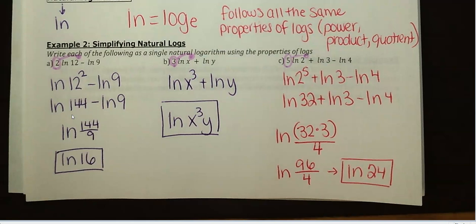Natural log of 24. Is anybody having a question about the log properties? Same thing, it just says ln instead of log. Okay.